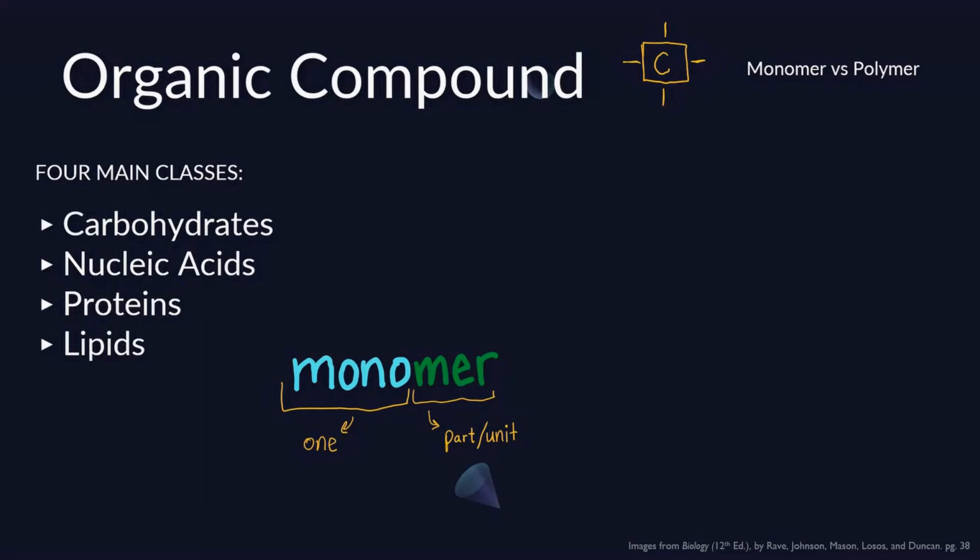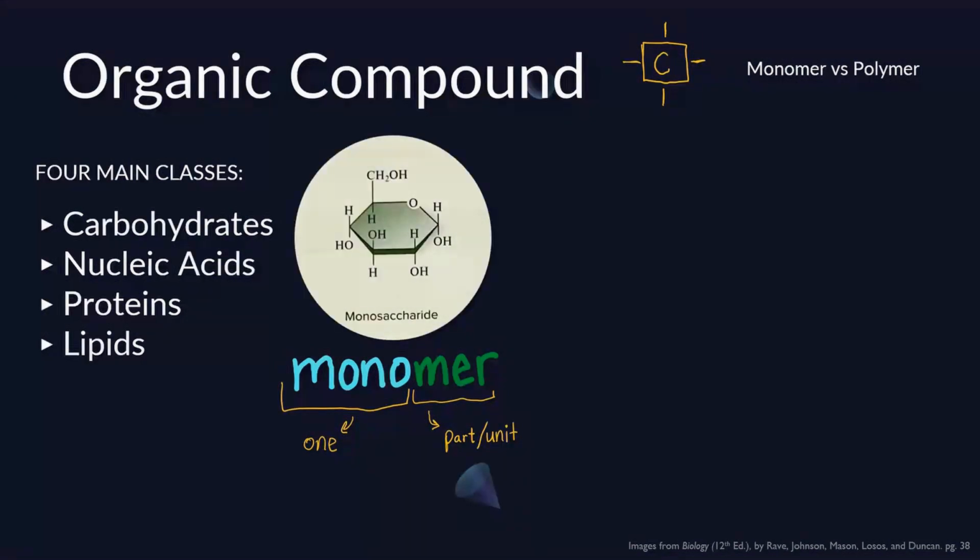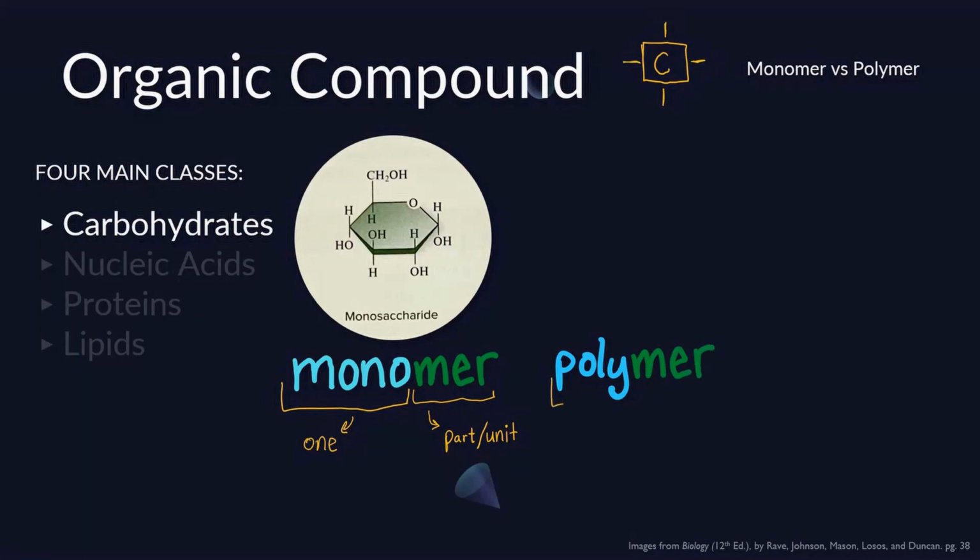For example, let's look at a carbohydrate. A monosaccharide is a monomer, or the smallest unit, a single unit, of a carbohydrate. But if you connect several monomers of a macromolecule together, you get what is called a polymer. Poly meaning many, and again, mer meaning part or unit. So a polymer is simply a string of many monomers bound together.